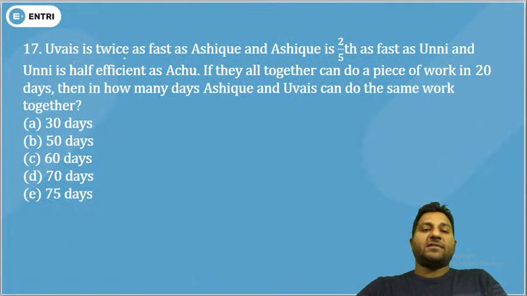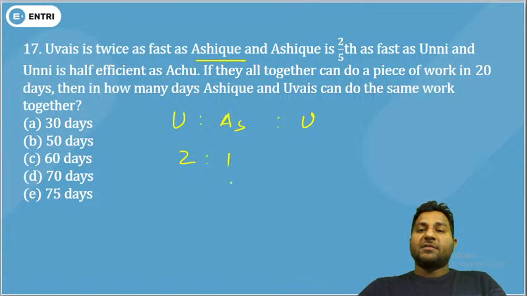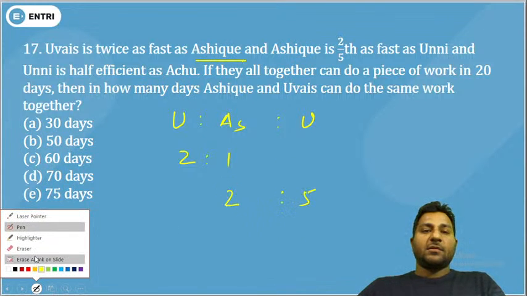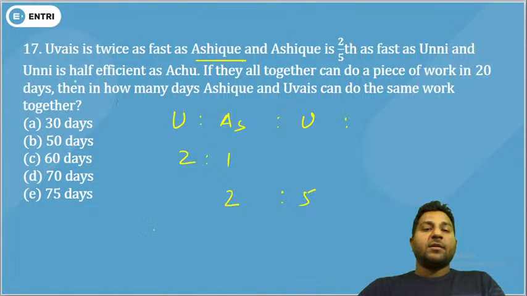Look at this. Uwais is twice as fast as Ashik. So Uwais's efficiency is twice as compared to Ashik. And Ashik is 2/5 as fast as Oni. That means 40% as fast. So 2 and 5. Now Oni will also be there, and Oni is half as efficient as Achu. That means Oni has 1:2 compared to Achu.